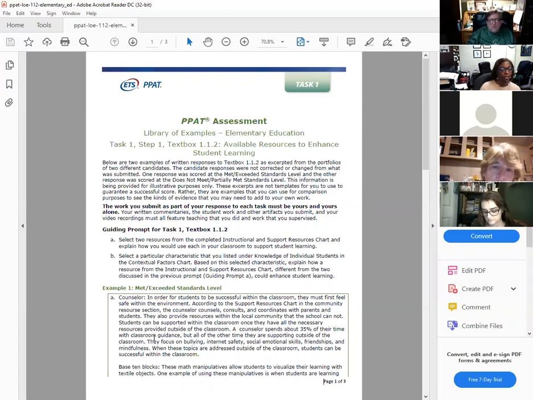Any questions about that? And it goes on to say that a counselor spends about 35% of their time with classroom guidance. Now, where do you think that came from? It says a counselor. Where did that come from?